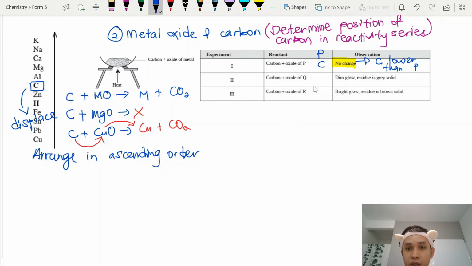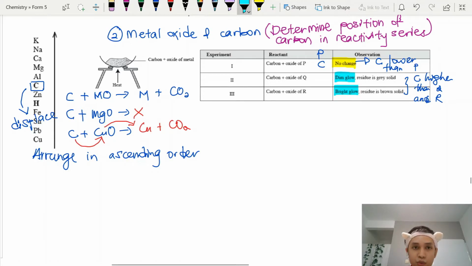Now next, let's look at 2 and 3. We have observations here. If you have observations, it means that carbon is higher than Q and R. So if there is an observation, carbon is higher. If there is no observation, carbon is lower than the metal. Very simple concept. Now the problem is with Q and R. I need to know who is higher than who. To know this, we look at the observation in front here.